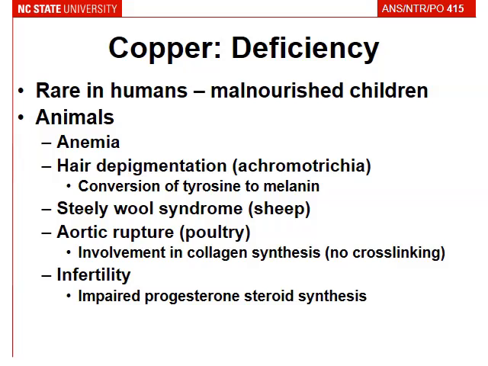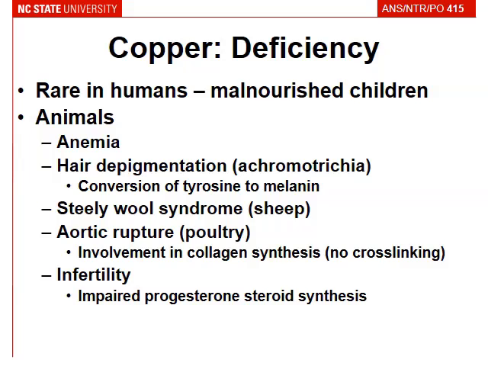In addition, you have hair depigmentation, also called achromasia. And this happens because copper is required to convert tyrosine to melanin. And melanin is the pigment that's going to give your hair or fibers their color. So we have hair depigmentation that occurs. In addition, in sheep, you could see steely wool syndrome. So the wool actually gets crimped, and that happens a lot of times if you have an interaction with molybdenum, which we'll talk about next.